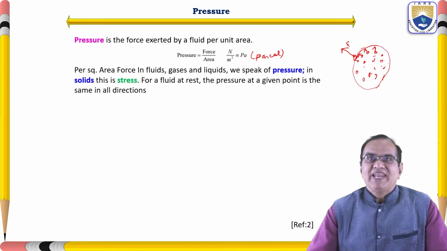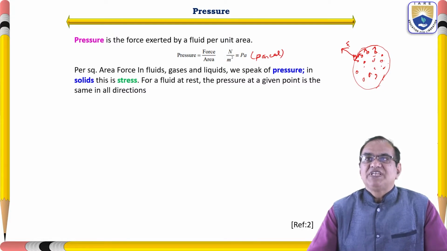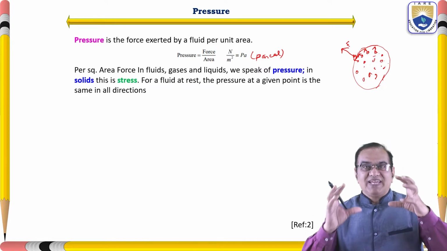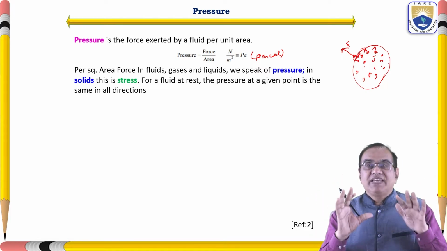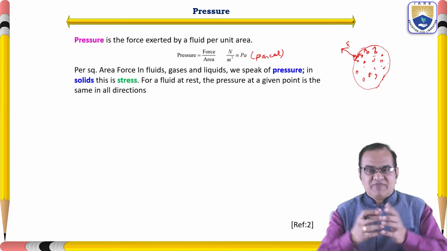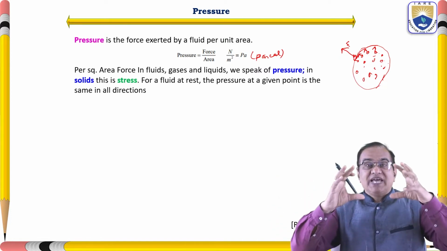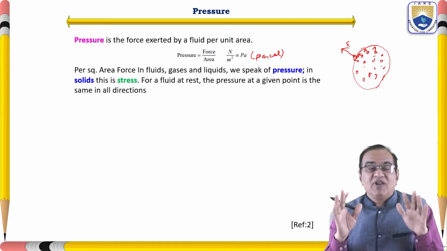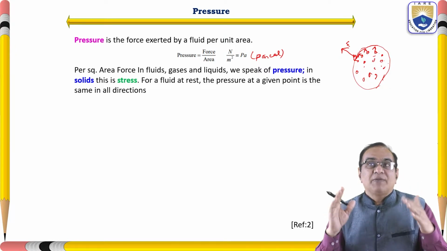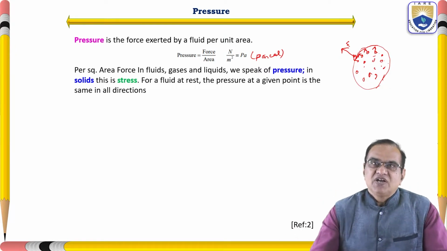So force per unit area in fluids, gases and liquids, we speak of as pressure. In solids, this is stress. If you take a solid rod or any metal piece, it is called stress, because as you pull or push, the force per unit area is a stress. So stresses are developed in solids, and pressure is developed in fluids.